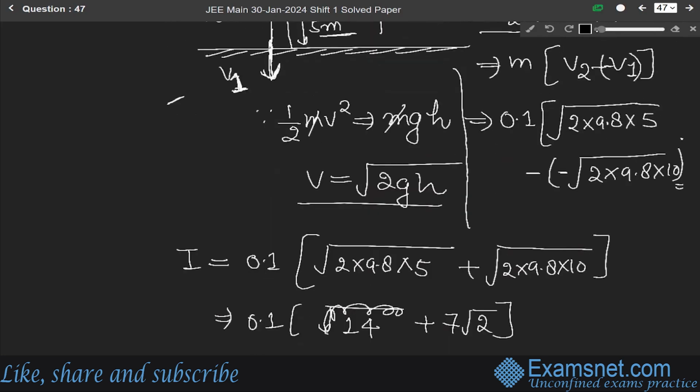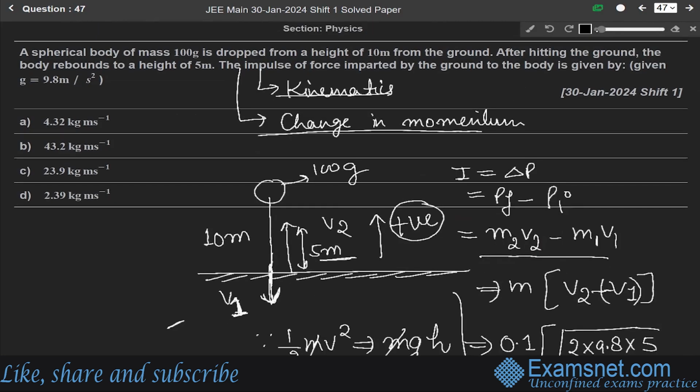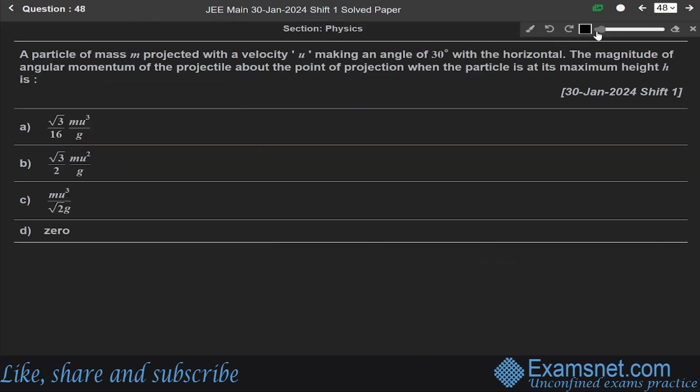So our correct option is 2.39 kg meter per second, option D. Now, next question 48. A particle of mass m is projected with a velocity u making an angle of 30° with the horizontal. The magnitude of angular momentum of the projectile about the point of projection when the particle is at its maximum height h is.